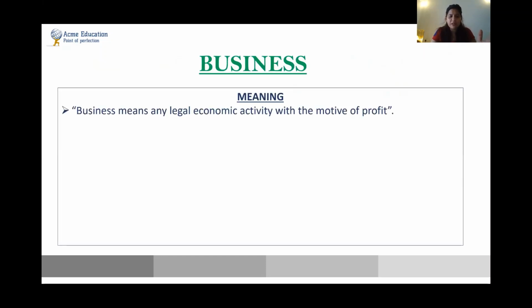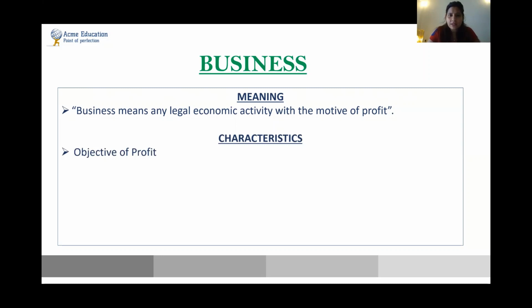Moving to the next slide, what do you mean by business? So to start with, the meaning of business can be, business means any legal economic activity which is done with the motive of profit. So when you're doing an economic activity, your motive is to earn monetary return. But when you're doing business, your motive specifically is to earn profit in return.